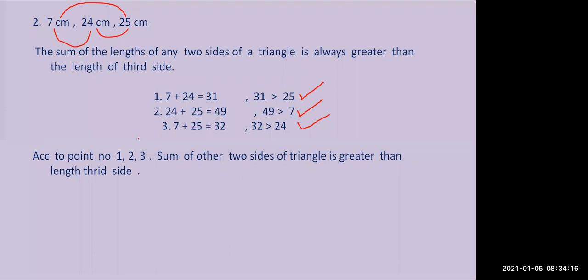This is our solution. And in case it is not greater, you have to write over there that it is less than the third side. So we can say it cannot be a triangle. But here, all the three answers are greater than the third side, so we can say a triangle can be drawn.